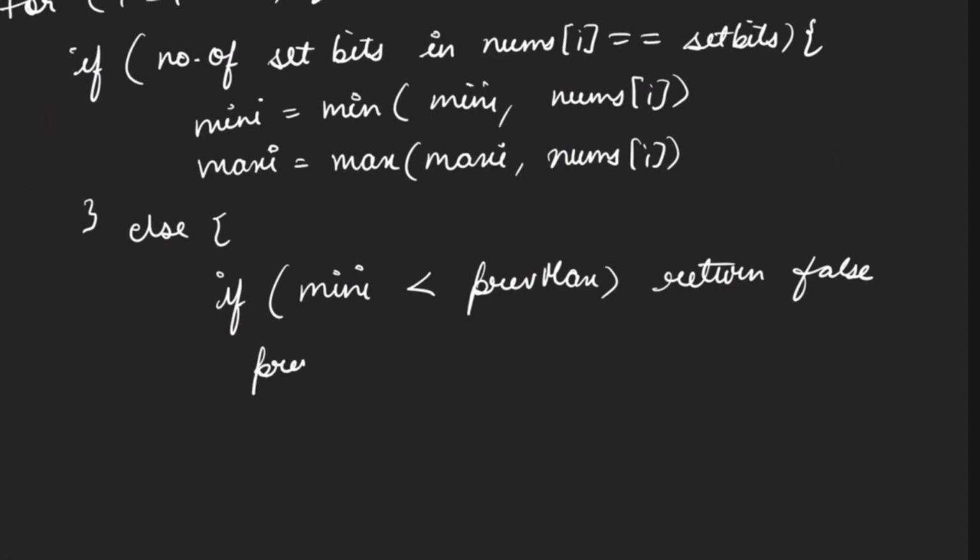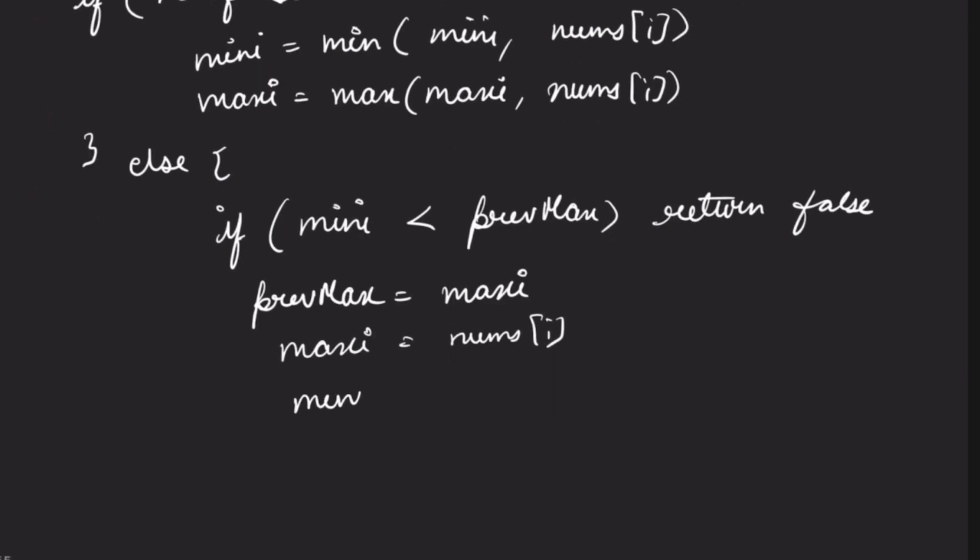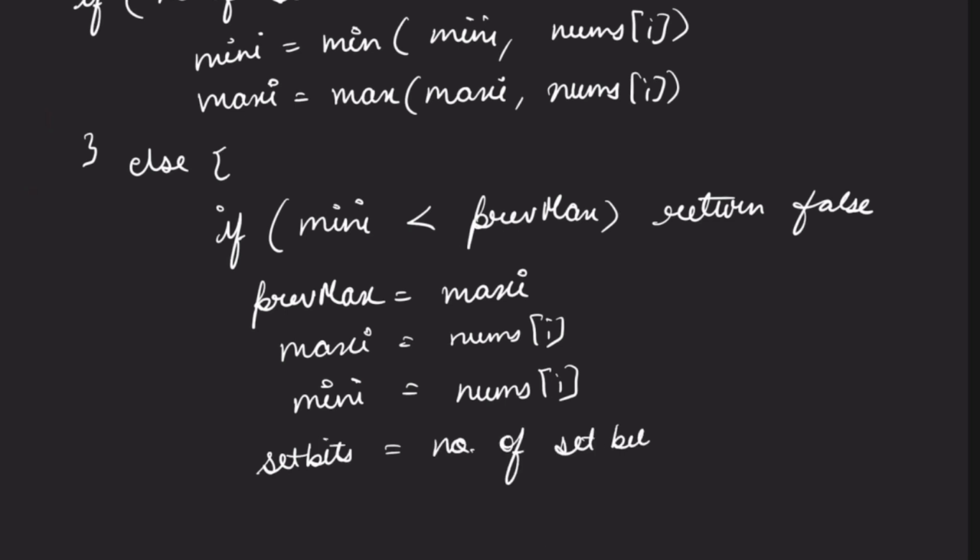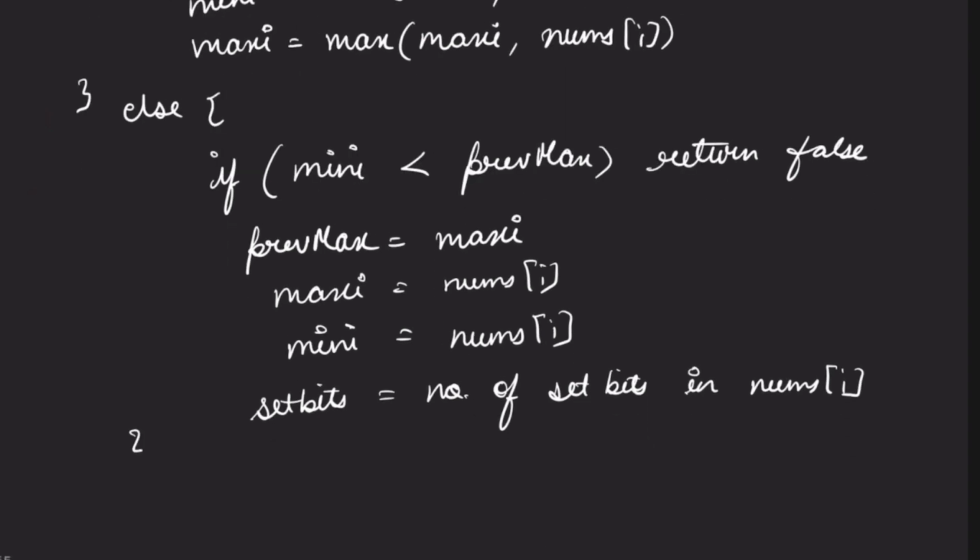So now our previous maximum, because whatever is the current segment will become the previous segment, right? So the previous maximum will be updated to maxi. And then maxi will be updated to the current element, which will be nums of I. And the minimum element will also be updated to nums of I. And then you should also update the set bits, so set bits will be the number of set bits in nums of I. So this is what you need to do.